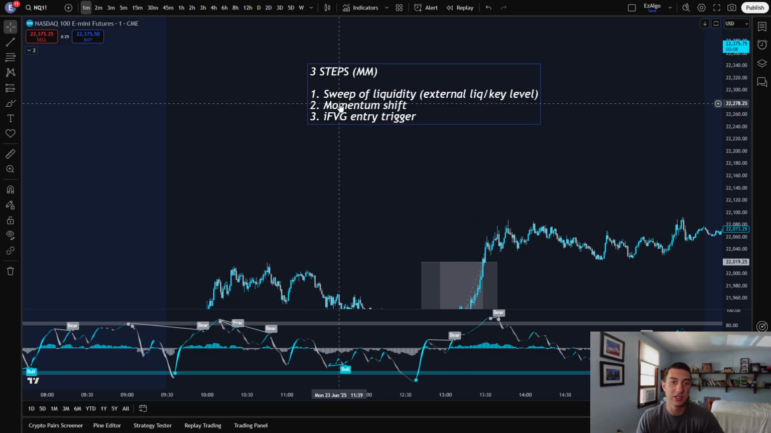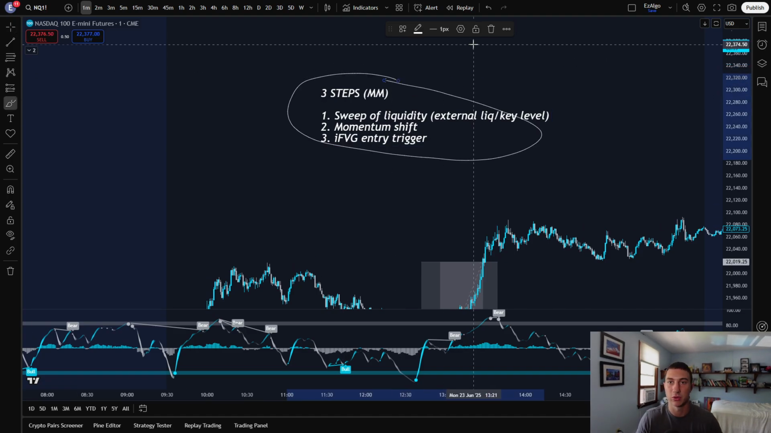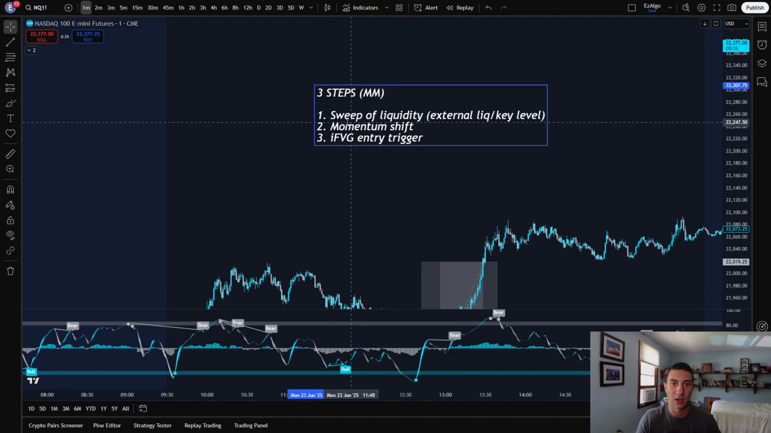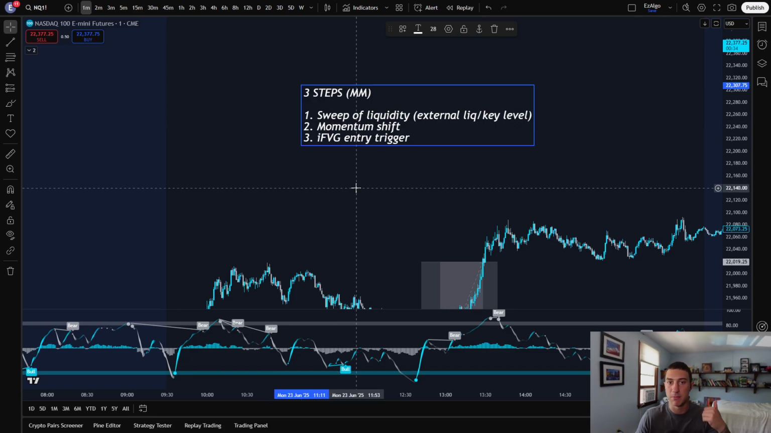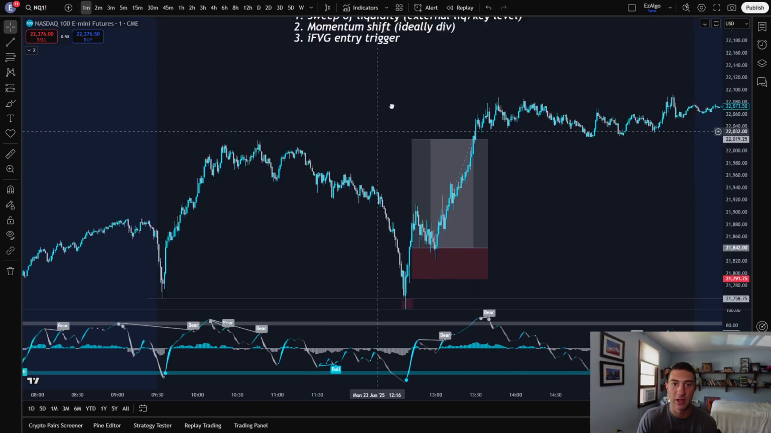Now, you need to also make sure you have a daily bias in mind. Okay, so what is a daily bias? Well, that is going to be your thesis going into the day, right? Whether you're long or short going into the day. You need context. Every single trade has its own context, but the 3 general rules of the manipulation model are these 3. Okay, so sweep of liquidity, momentum shift, ideally a divergence, right? Ideally a divergence, and that inverse fair value gap for that final entry trigger.